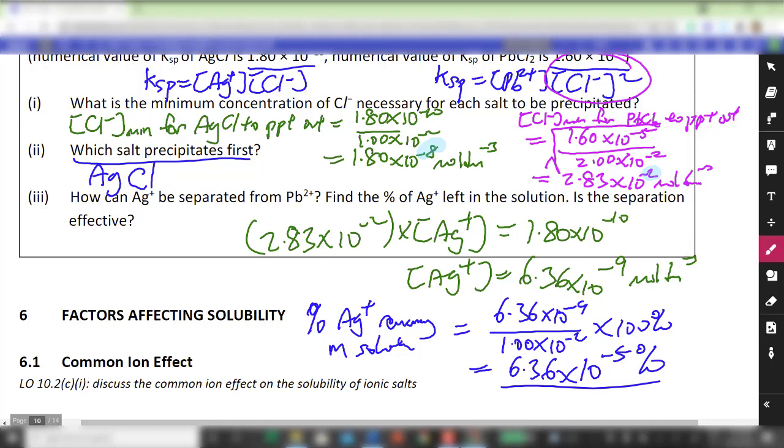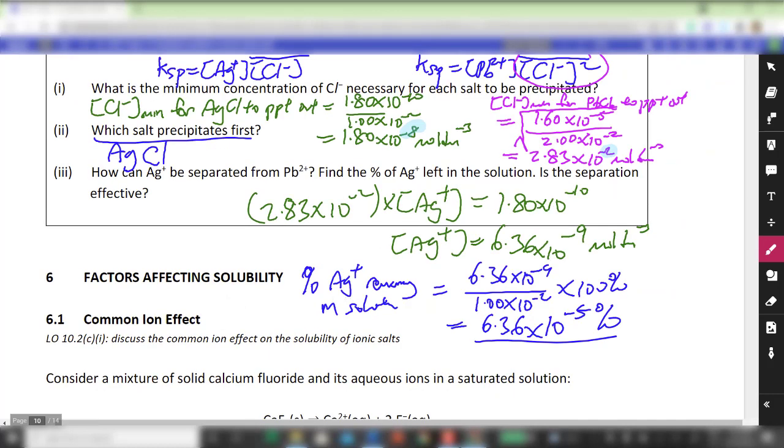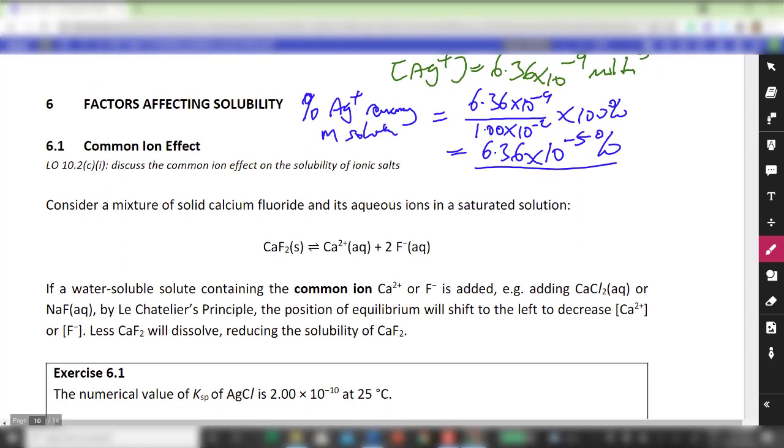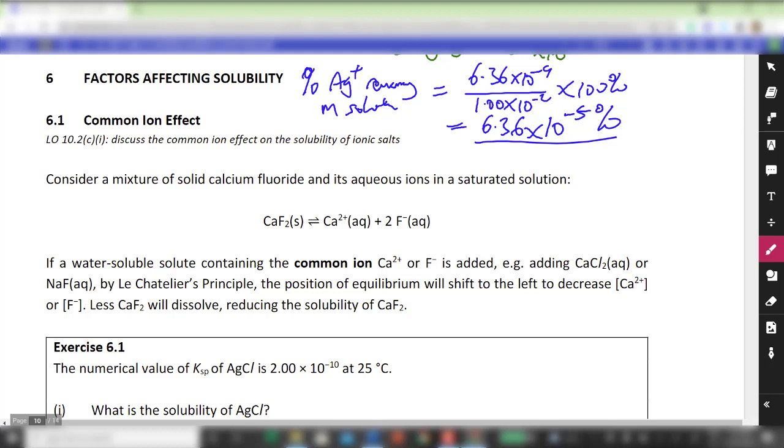Okay, so I hope the calculation has shown you several kinds of questions which could potentially be asked of you when you're dealing with Ksp. Okay, so now we are moving on to the last section, which some students felt is harder. Depends, but if you have a good understanding of chemical equilibrium, this particular section is actually not so difficult. It's actually on the common ion effect and the rest of the factors affecting solubility.